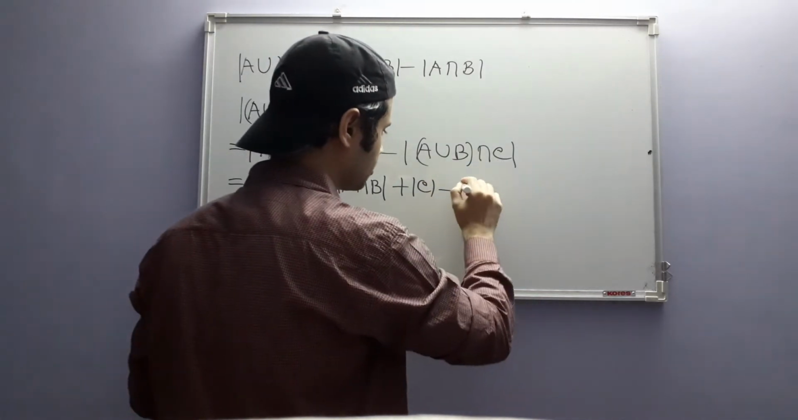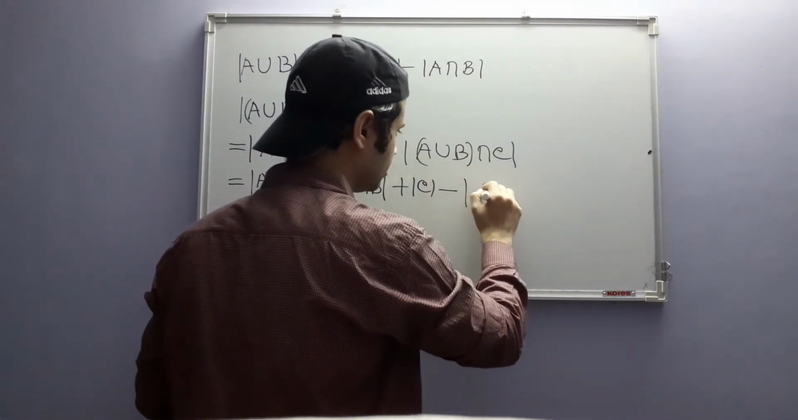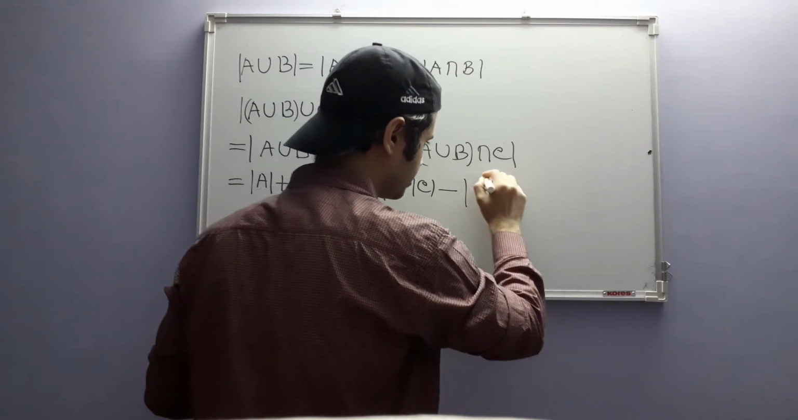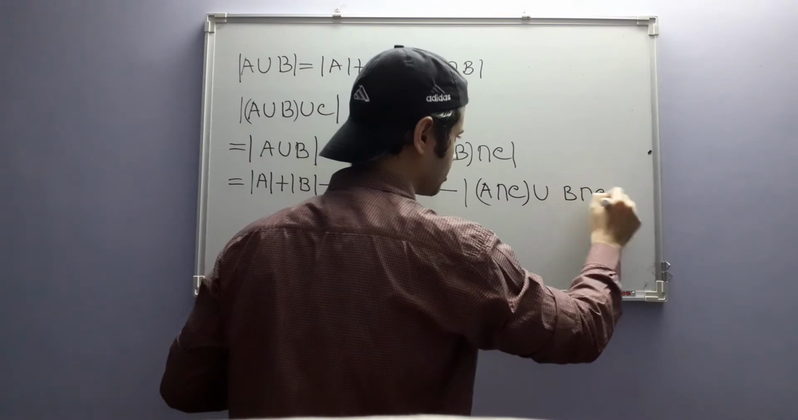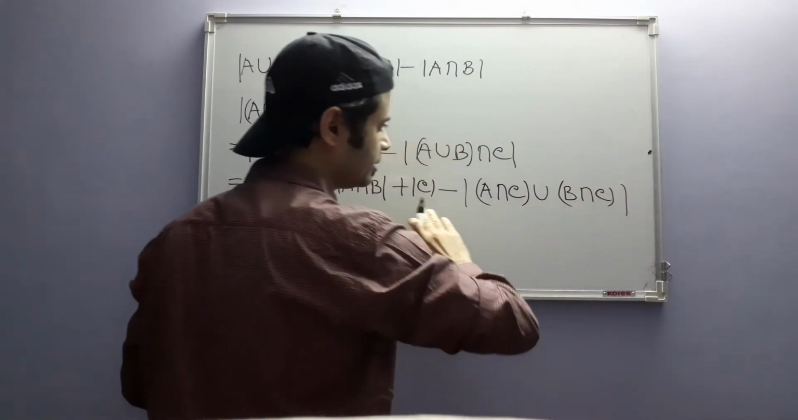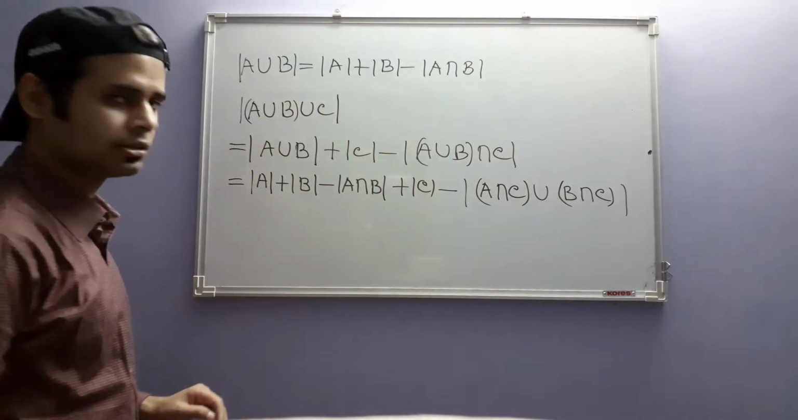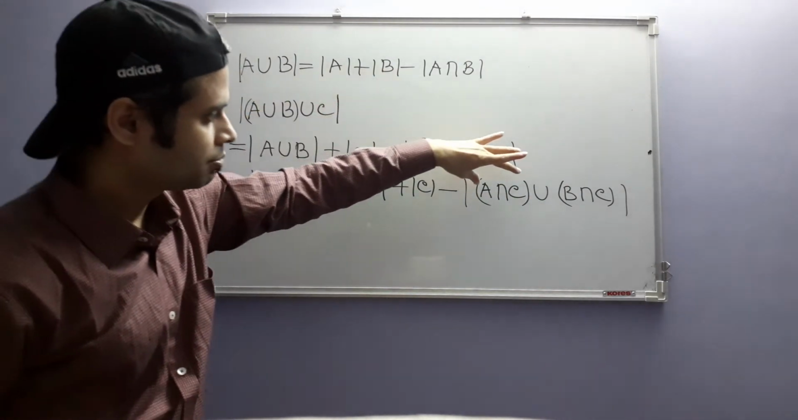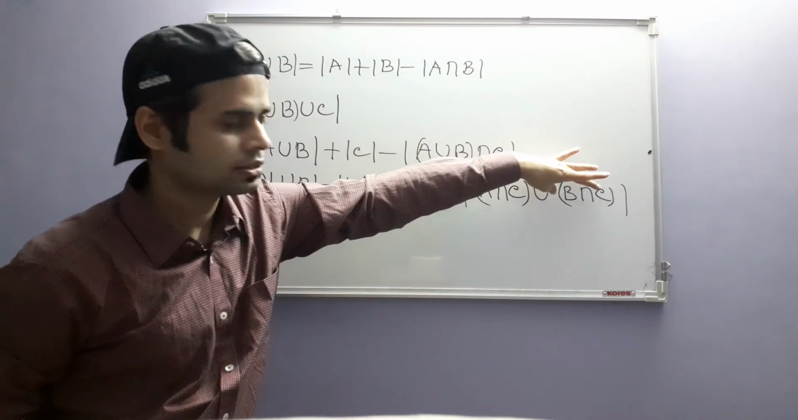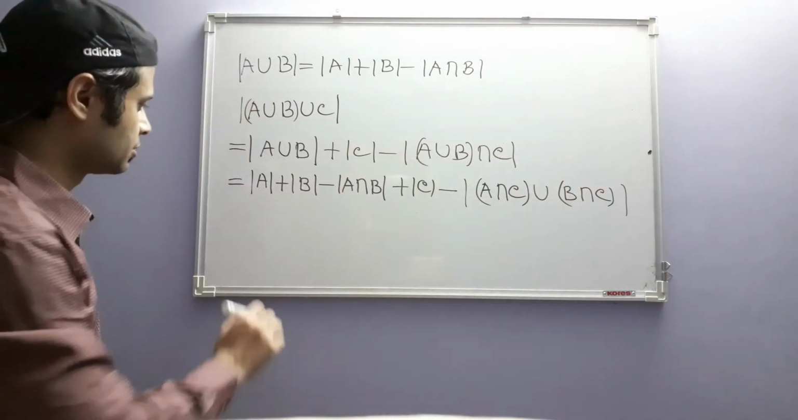Using one of them, here we get this is equal to A intersection C union B intersection C. So you see that this is again a union of two sets. So here also I can use this formula. In place of the first set I have this, in place of the second set I have this.